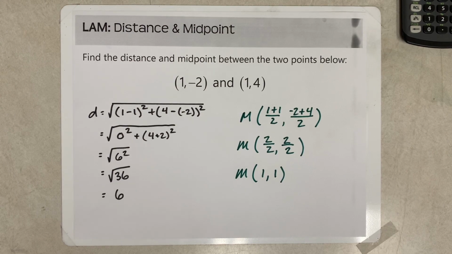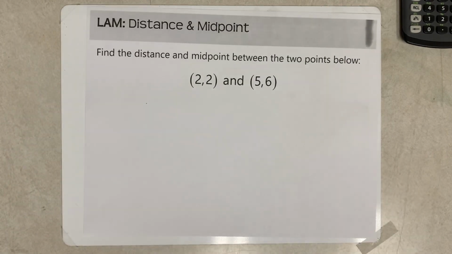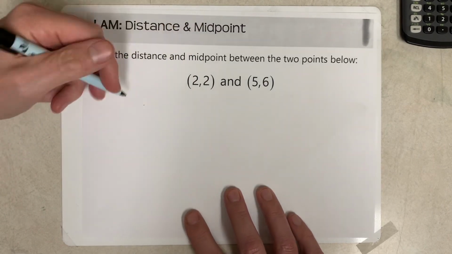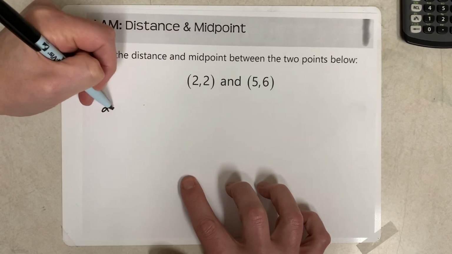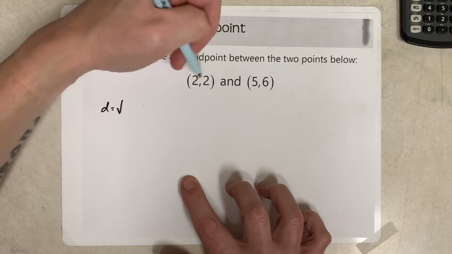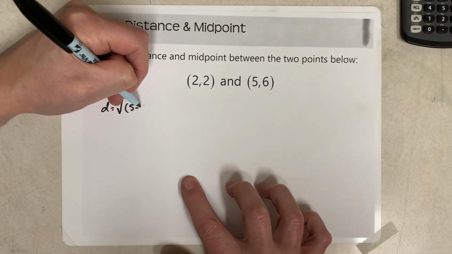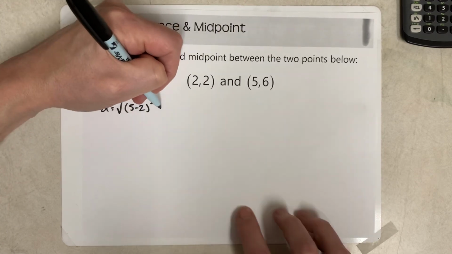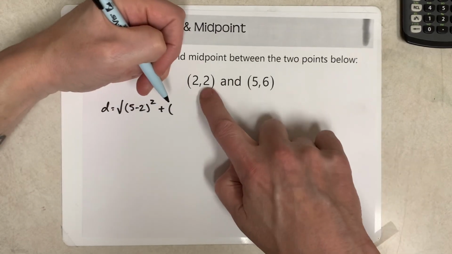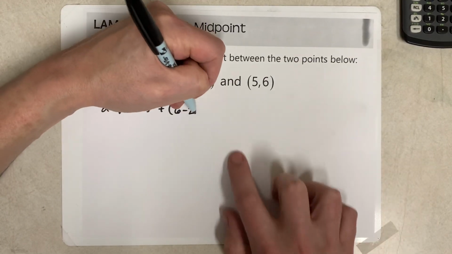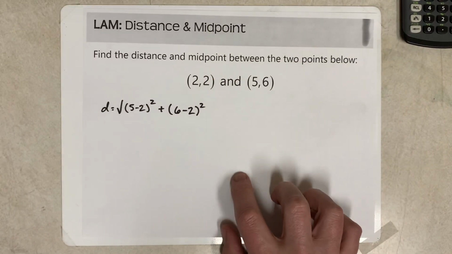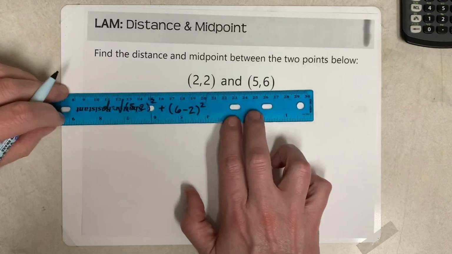All right, next example. Okay, this time for our distance, let's do 5 take away 2 squared plus 6 minus 2 squared. And that's all square root.